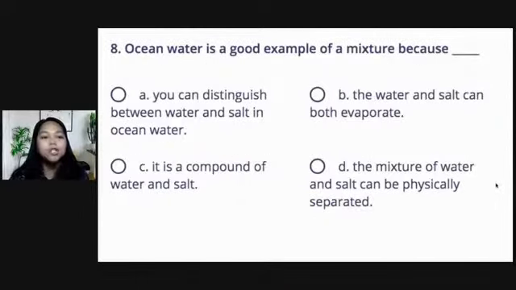All right, we move on. Number 8, ocean water is a good example of a mixture because letter A, you can distinguish between water and salt in ocean water. Letter B, the water and salt can both evaporate. Letter C, it is a compound of water and salt. Or letter D, the mixture of water and salt can be physically separated. Okay, which one do you think is the correct choice for number 8?